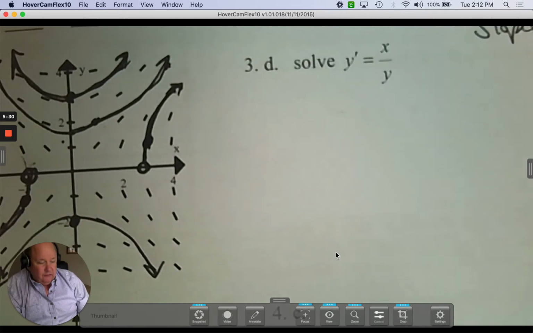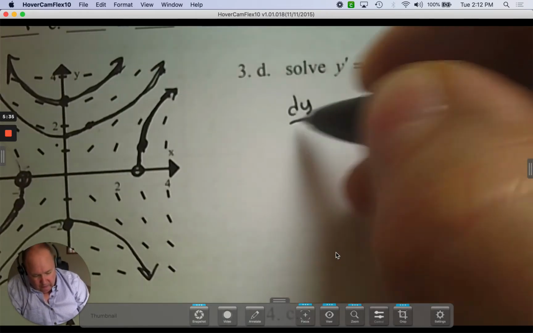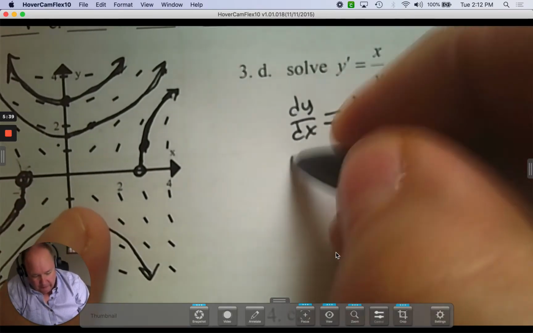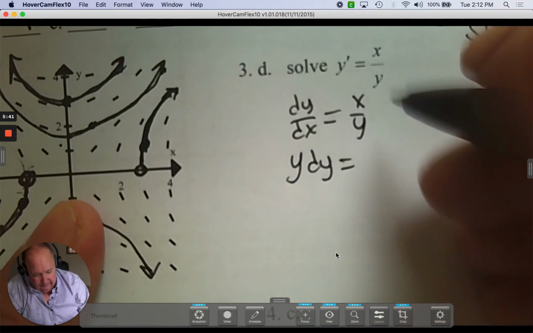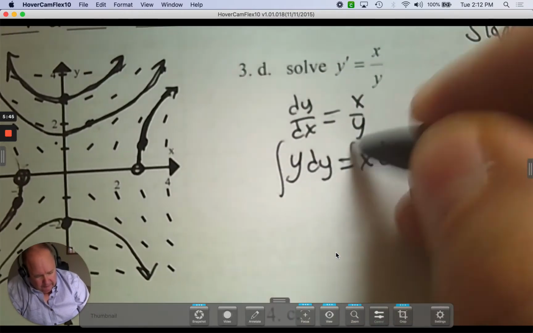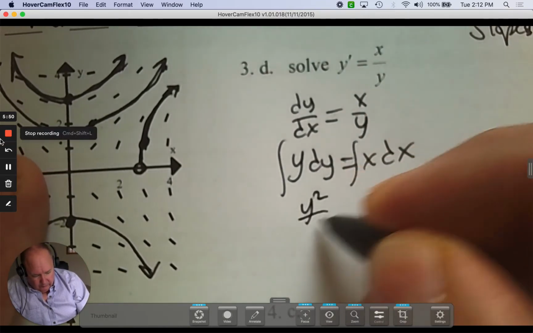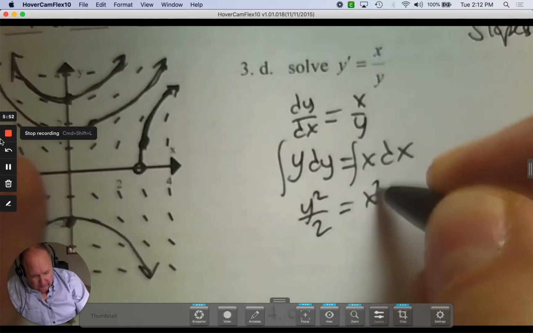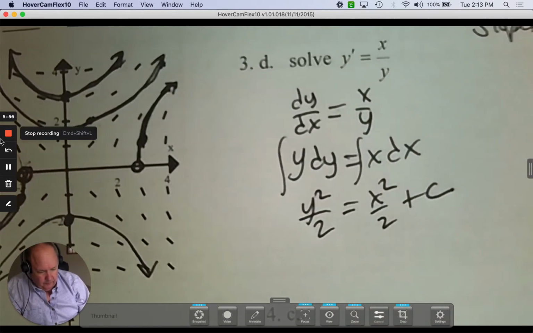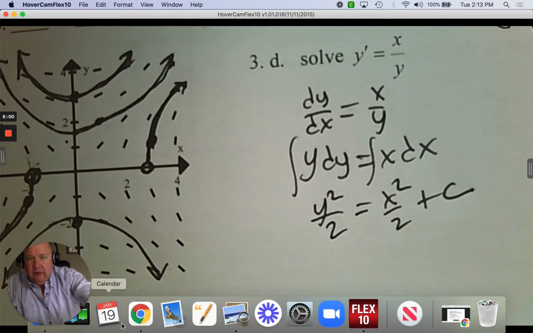And then D says, can you solve this? dy by dx equals x divided by y. So how do you solve a diffie-q? Change it to dy by dx. Separate the variables. We're going to multiply by y and dx. So separate the variables. Integrate both sides. So that's y squared over 2, x squared over 2. And then does it ask to solve for something specific or just the general solution?